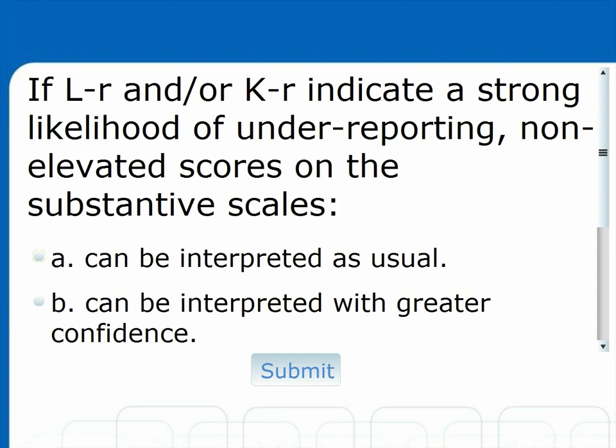So now we have our final review question for Unit 3. If the underreporting scales indicate a strong likelihood of underreporting, non-elevated scores on the substantive scales, A, can be interpreted as usual, B, can be interpreted with greater confidence, C, do not indicate the absence of problems, D, indicate the absence of problems.